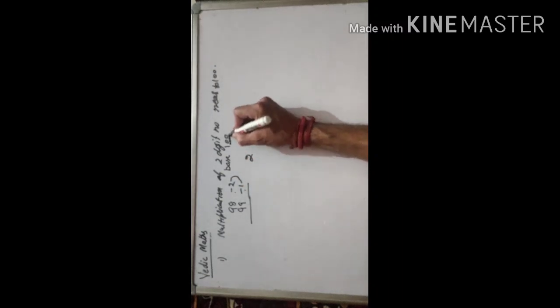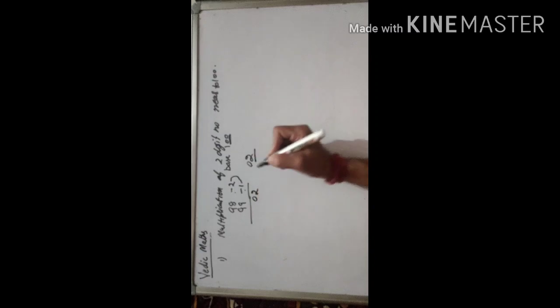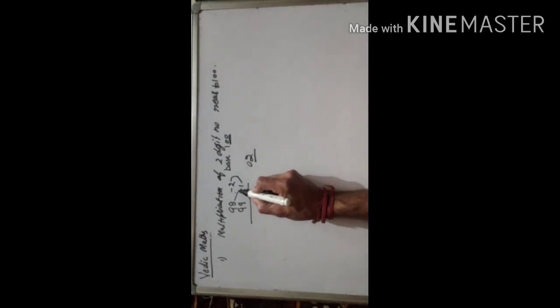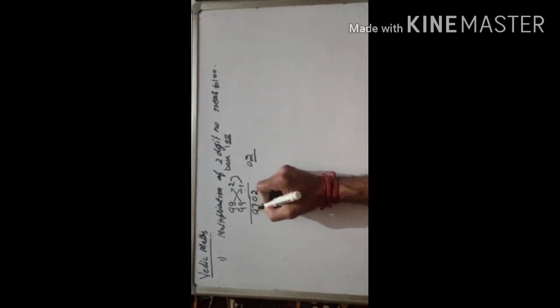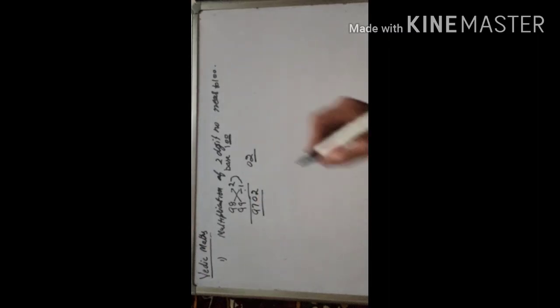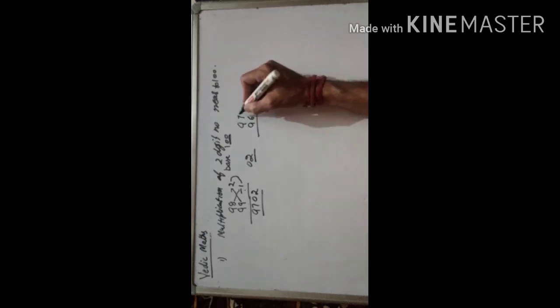But base is 100, two zeros here. We have to make this a two-digit number. How? Put 0 in front of it. So it's 02. Now subtract. 98 minus 1 is 97. 99 minus 2 is also 97. So answer is 9702.